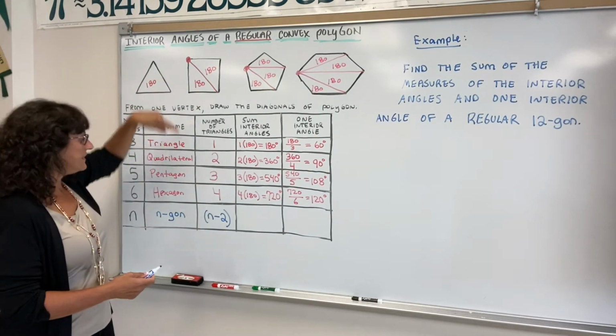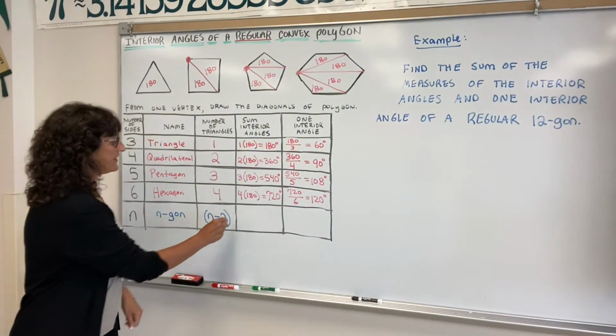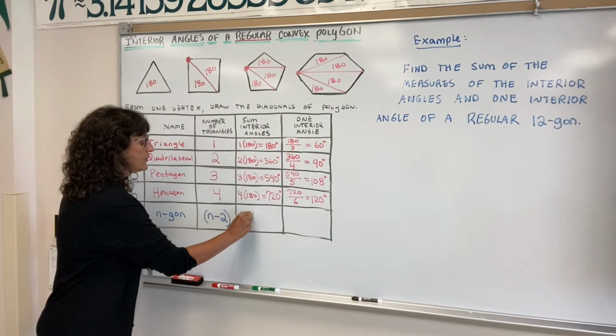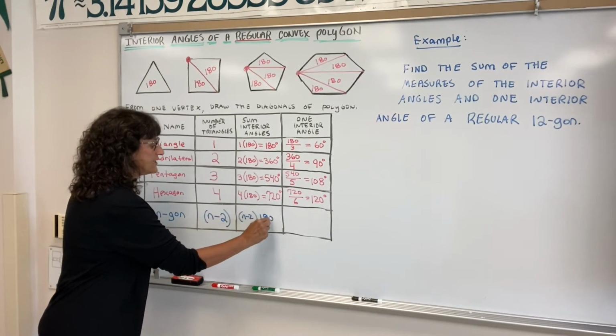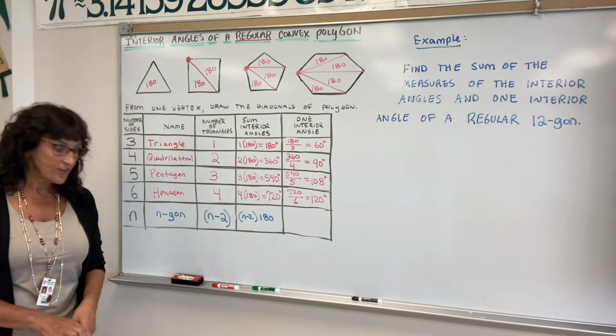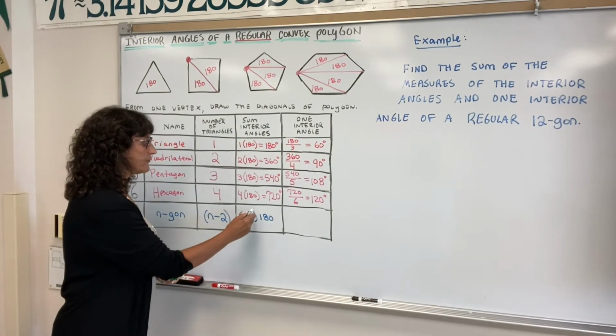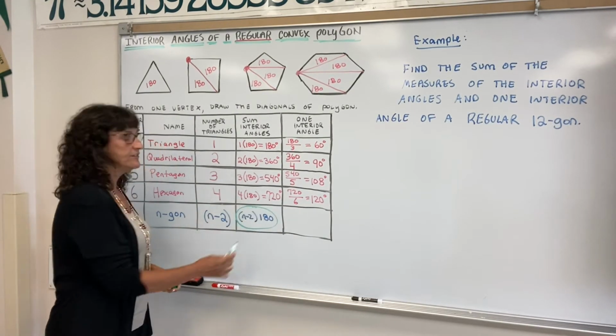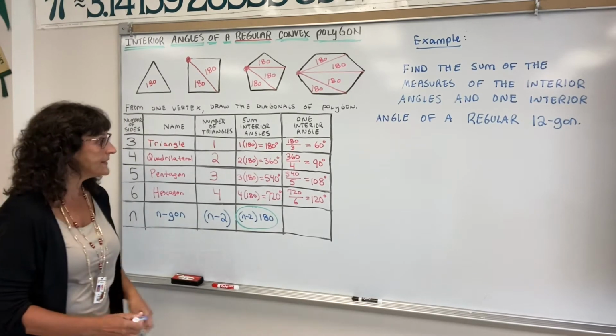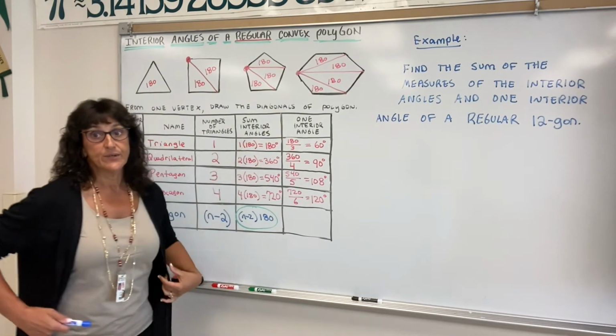We want to take the number of triangles, which is the n minus 2 expression, and multiply it by 180 degrees, and that is how you get the sum of the interior angles. That is where this formula comes from, to get the sum of the interior angles of a polygon. Right? Now, what about one interior angle?